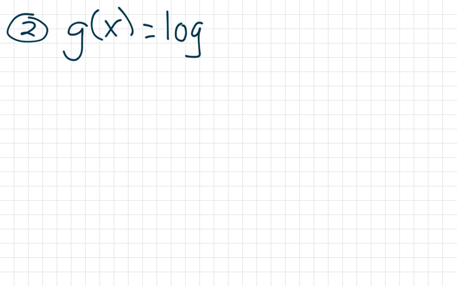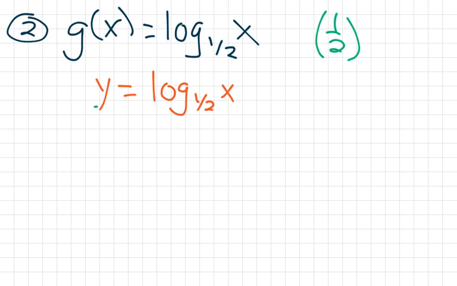I'm actually going to change the page, bring in the graph paper again. So number 2, we're going to have g of x is equal to the log base 1/2 of x. So first thing, again, switch g of x out for y. So we'll have the log base 1/2 of x is equal to y. And then we'll go ahead and turn that into exponential form. So that would be 1/2 is your base, 1/2 to the y power is equal to x. And then we'll choose some x's and y's.